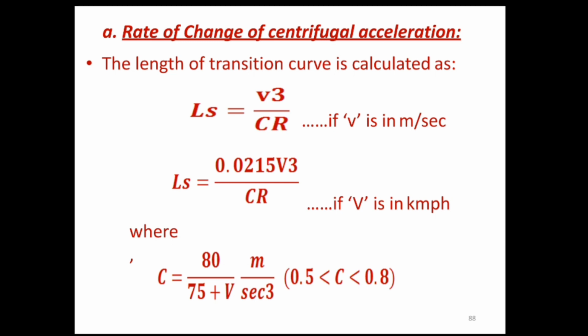And the rate of change of centrifugal acceleration C is given by C equals v square upon R upon t, that equals v square upon R into t, that equals v square upon R into Ls upon v, which again gives us the equation C equals v cube upon R into Ls.